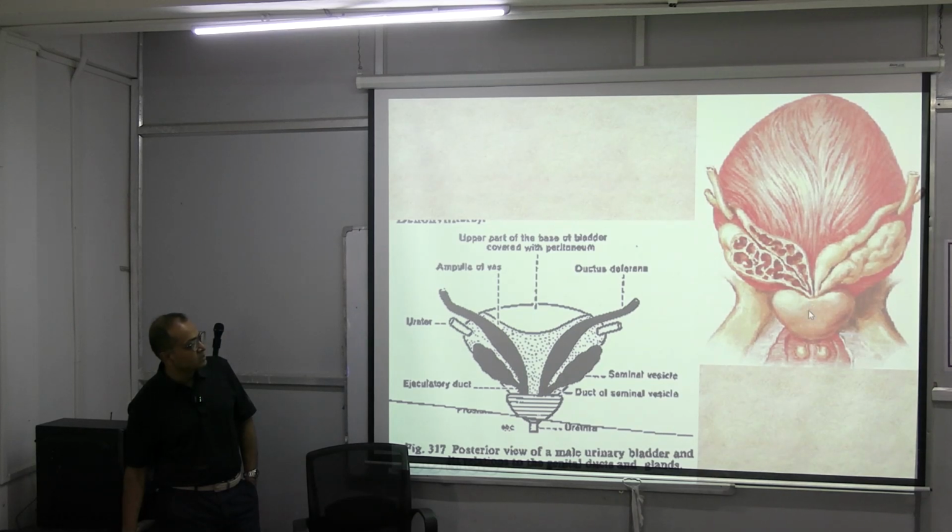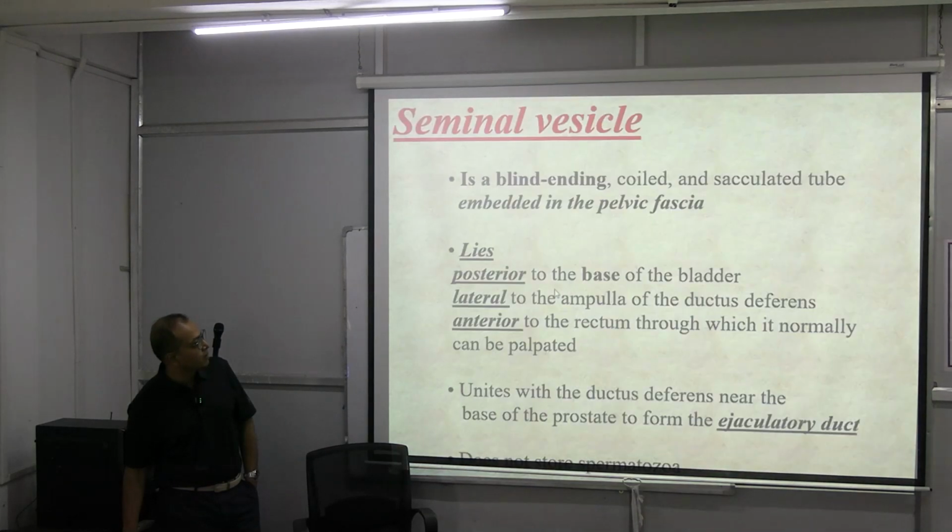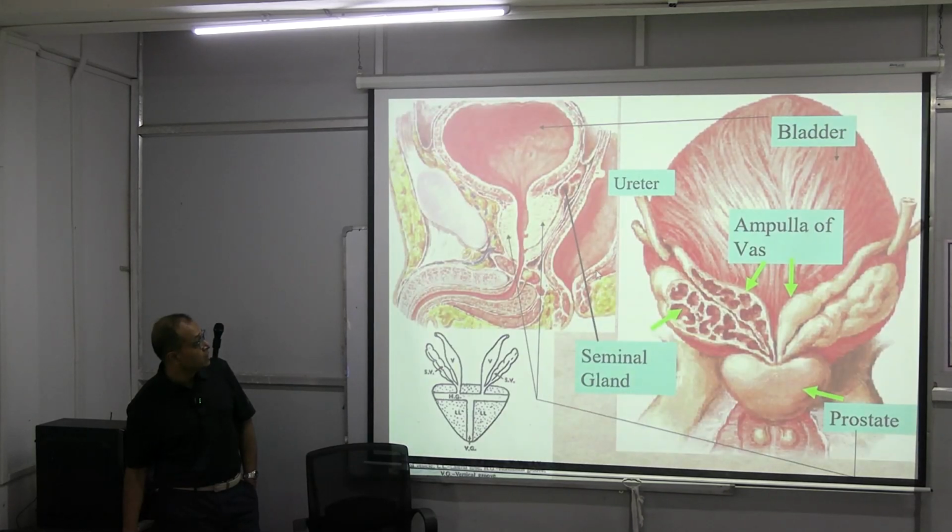They pierce the prostate gland, run into the prostate gland and then empty into the prostatic part of the male urethra. So, this is the prostatic part of the male urethra where the seminal vesicle and the vas deferens unite to form the ejaculatory duct.